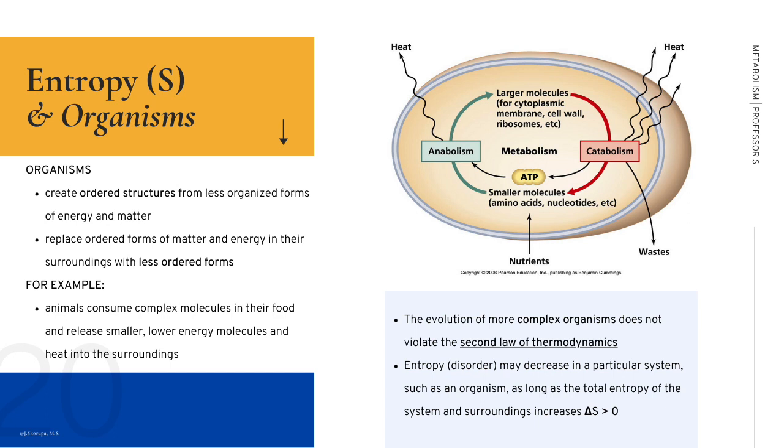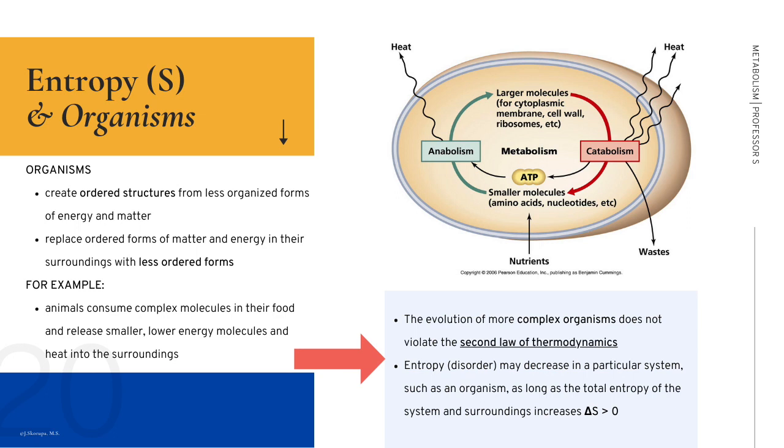Recall from slide 17 that the second law of thermodynamics states that the universe's entropy is always increasing, delta S greater than 0. Now you may wonder if the evolution of more complex organisms, which are highly organized and have lower entropy, violates the second law of thermodynamics, and the answer is no. The evolution of more complex organisms does not violate the second law of thermodynamics, but why?